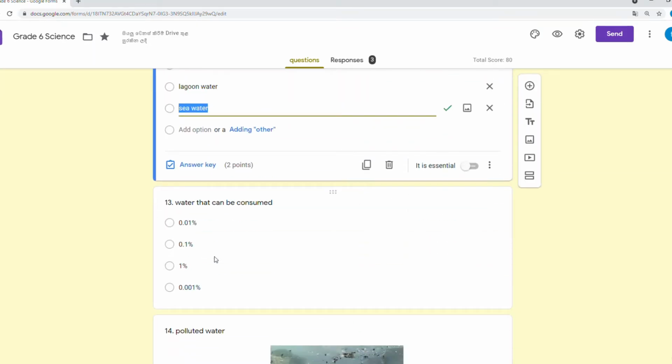Now get into the third question. Water can be consumed. Here, when you look at the whole world, we have a problem. What's that problem? Everywhere water is getting polluted. Then the percentage or amount of consumable water is getting reduced day by day. So we have a limited amount of consumable water. What's that percentage at present? That is 0.01%. So your answer should be the first one.